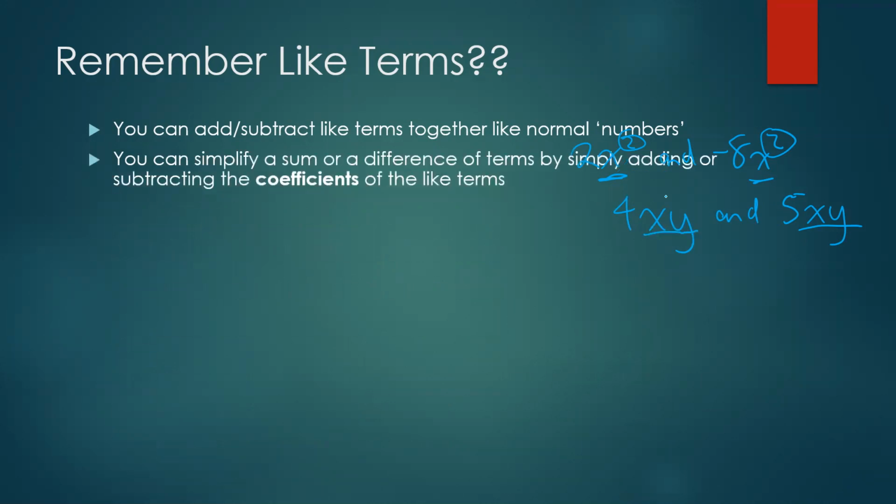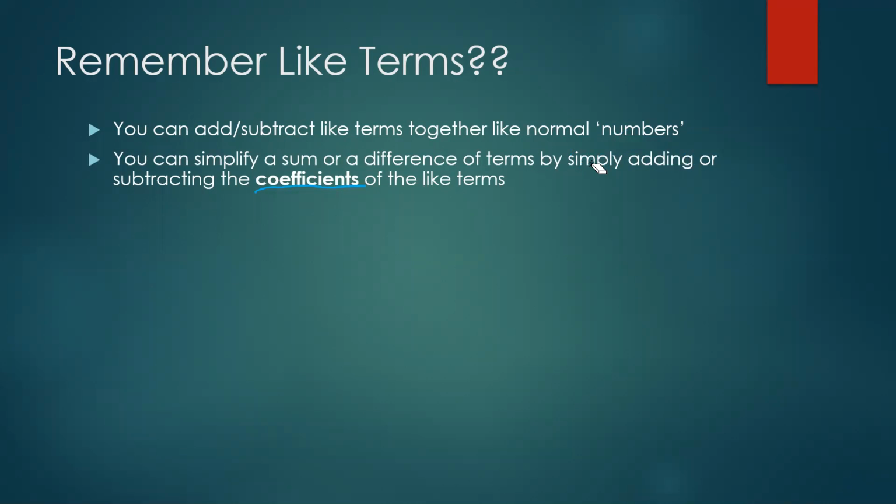So if we have like terms, then there's actually quite an easy way to work with them. Basically, we find the sum or the difference of terms by simply adding or subtracting them. Specifically, you add or subtract their coefficients. So if they are confirmed to be like terms, with the same variable and same exponent, then you can simply add or subtract the coefficients, and the coefficients are the numbers in front of the variable.